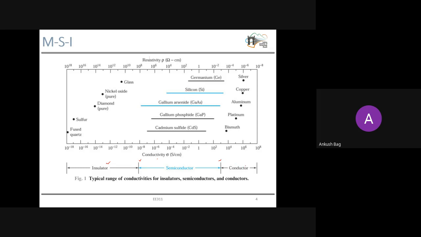And for this conductor, I think this is a 10 to the power minus 8 resistivity. Below this, if you go, we also have some type of material called superconductor. So that is also there. We will not discuss superconductors as a part of this course, but they exist too.